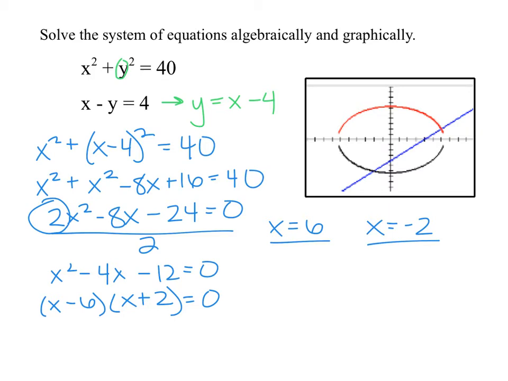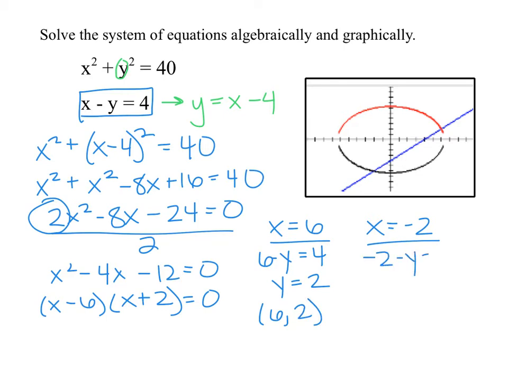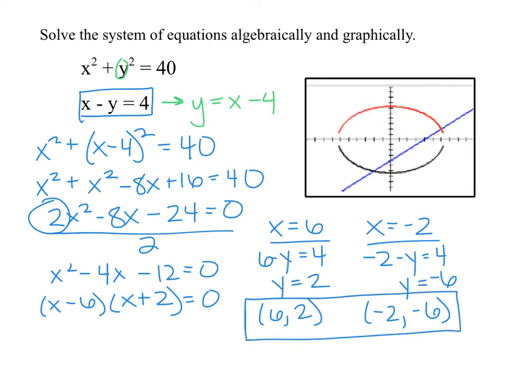Now that we have those, we have to plug each of those into one of the original equations. I'm going to use x minus y equals 4. Just seems a little more simple since there's no squared terms. So 6 minus y equals 4. That would mean y would have to equal 2. So one of our solutions is (6, 2). And then the other solution is negative 2 minus y equals 4. So that means y would have to equal negative 6. So when x equals negative 2, y is negative 6. So our 2 solutions are (6, 2) and (negative 2, negative 6).